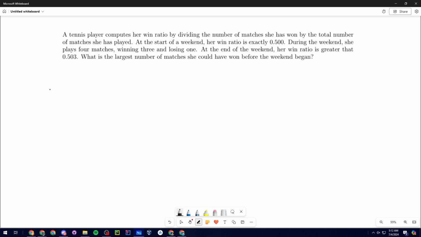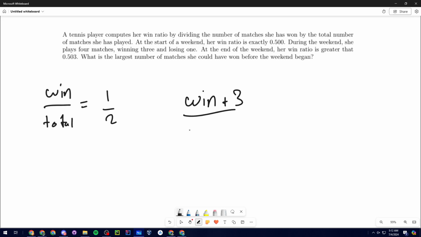So wins over total at first is equal to 0.5. I'm just going to write 1 over 2 because it's nice to have fractions instead of decimals in this case, right? Now, she plays a couple matches, so now she has 3 wins under her belt, but now she has total, how much are added? 4. So that is not defined to be a value, but it is greater than 0.503.